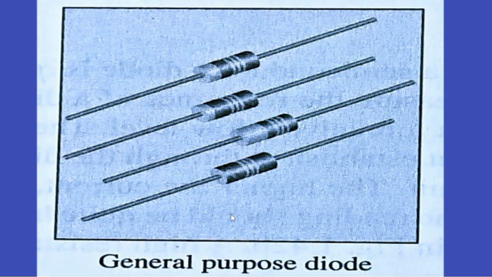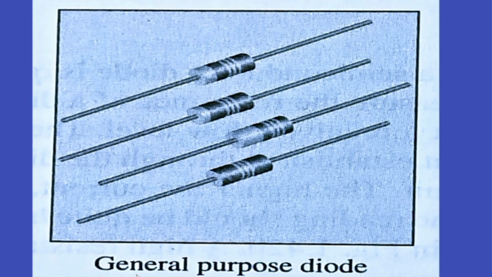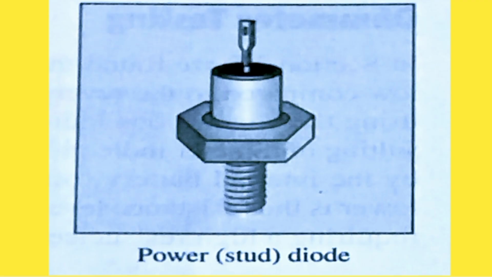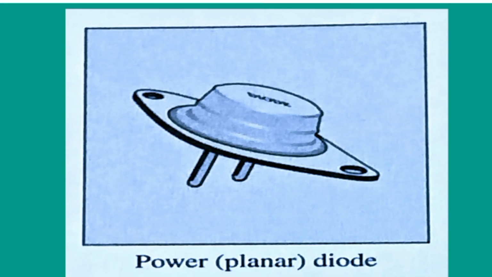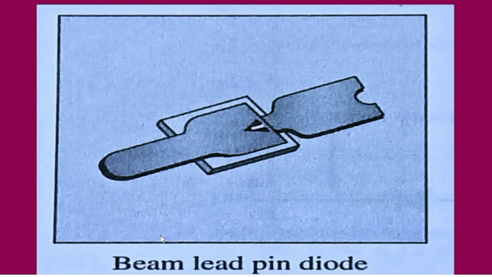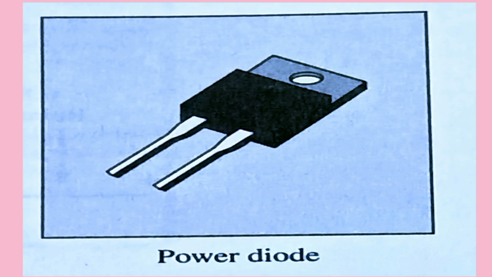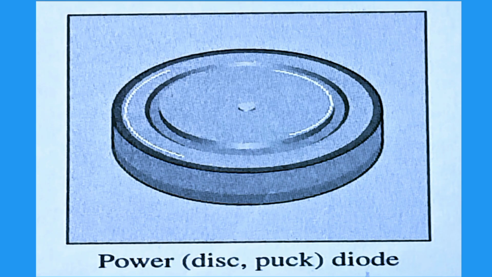Here different types of diodes are given. First one, general purpose diode, like this. Next, surface mount high power PIN diode. Next, power dot diode. Next, power planar diode, like this. Next, beam lead PIN diode. Next, flat chip surface mount diode. Next, power diode. Next, power disc pop diode.